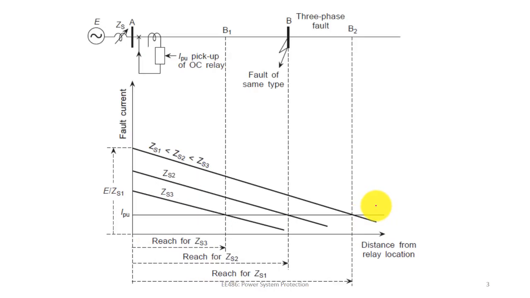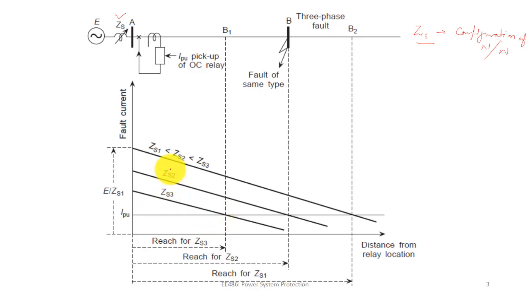Now let us see another kind of variation. If your source impedance varies, obviously, because the source impedance never remains constant, the source impedance depends upon the configuration of the network, right? So as the configuration changes, your ZS will vary, and therefore the fault current also varies, and therefore the reach of the relay also varies.